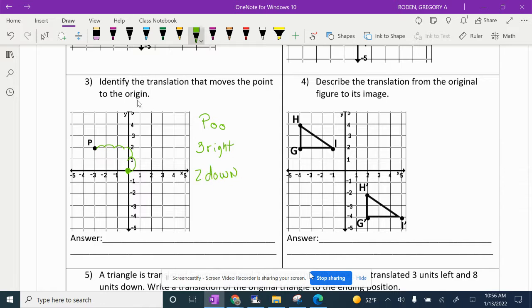So you can always think of the origin as point of origin, or the poo, right? You guys see that? All right. Any questions there? And that's the answer. This is the answer right here. You don't have to write the word poo. Yep. 3 right, 2 down. Any questions there? Okay. Now, why am I emphasizing this? Because over the years, when I've done this problem with the kids, everyone wants to go from the origin to P. You're not starting at the poo and going to the P. You're starting at the P and going to the poo.